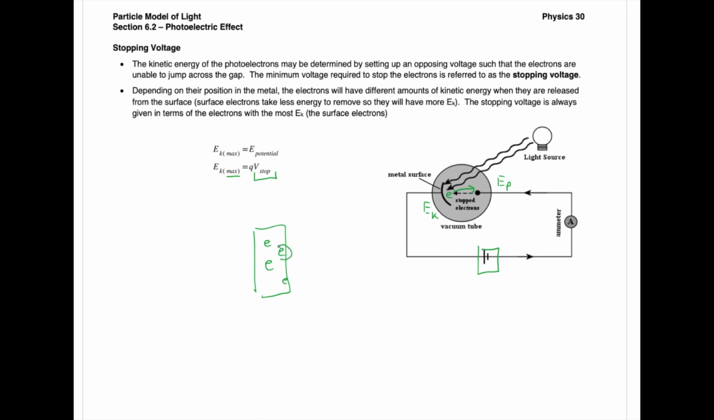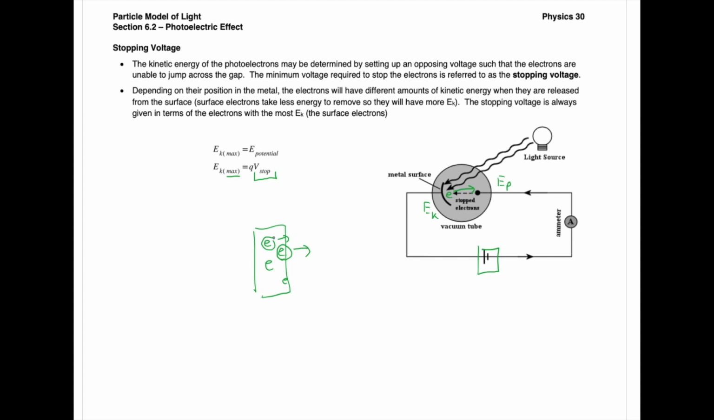The electrons on the surface require the least amount of work to come off, and so those are going to be the ones that have the highest kinetic energy. Now we might have a high enough energy source here that some of these inner electrons are coming off as well, but because they use up more energy getting off the surface, they have less kinetic energy when they leave.